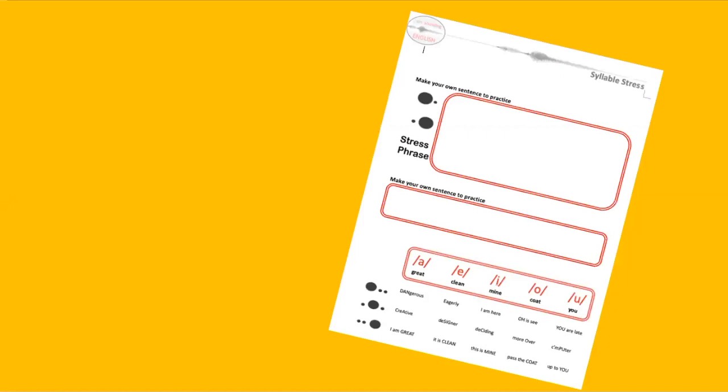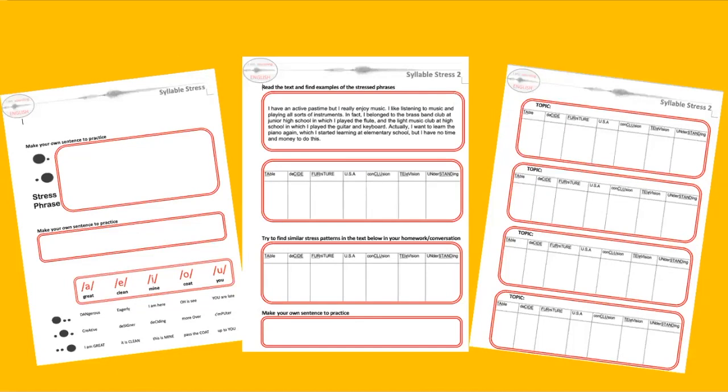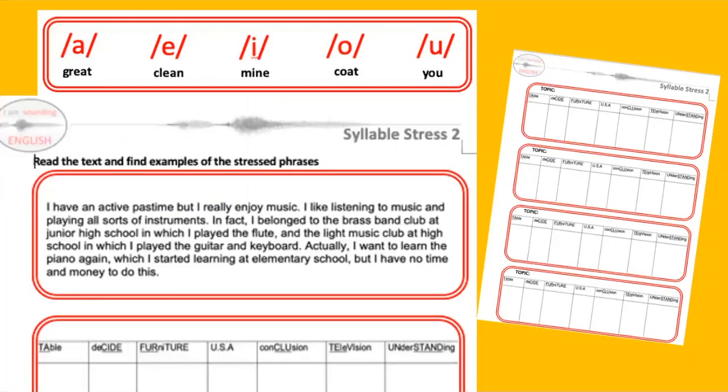And if you look here, just go for the worksheets which are available, and you can later get them to focus on particular word stresses themselves, as you can see in the middle worksheet here. If we look at it, I've basically made a little text based on students' experience at high school before they entered university. And you can see it says, I have an active pastime, but I really enjoy music. I like listening to music and playing all sorts of instruments.